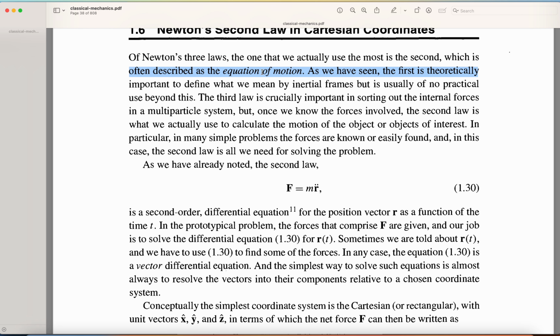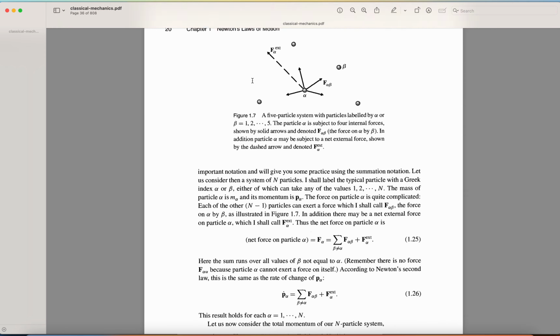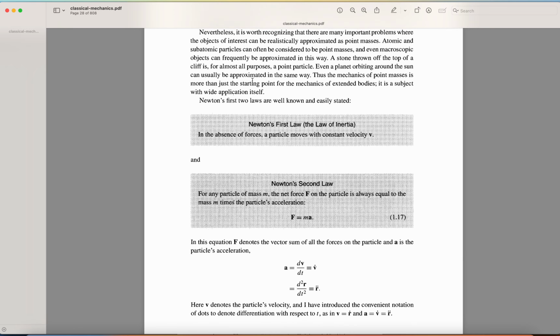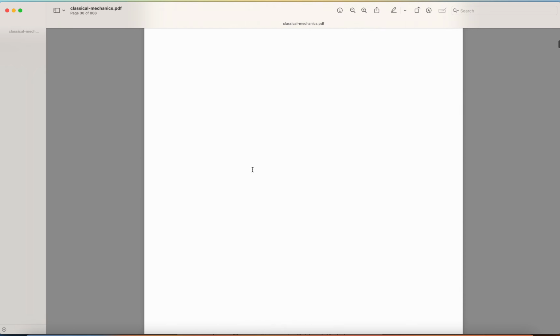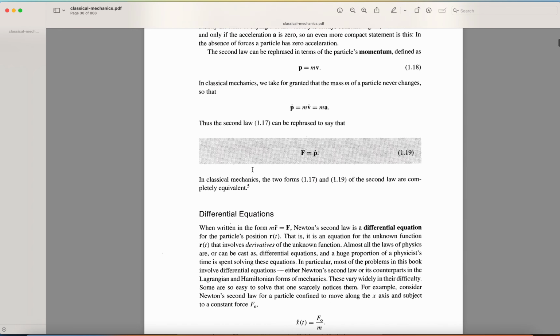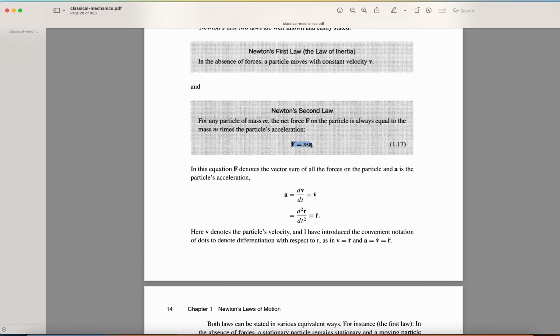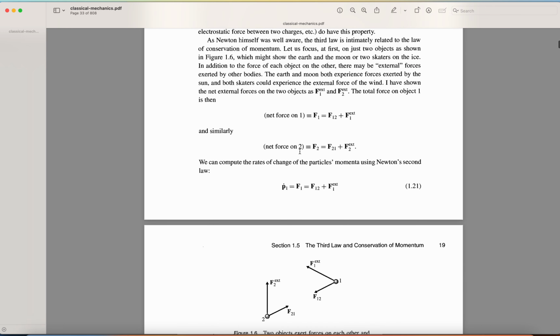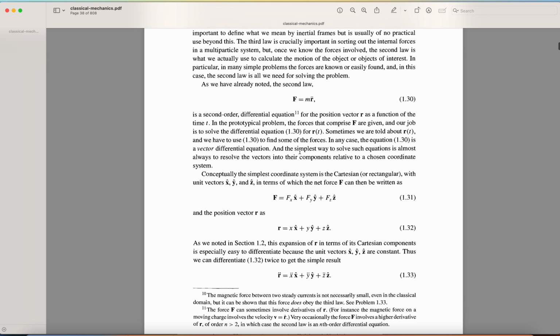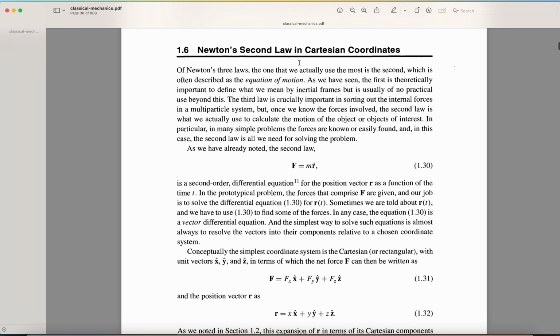Equation of motion. No practical use on this. What is the first law again? I keep forgetting this, I keep having to go back. A constant velocity. Okay, without any force, it's constant. I think that relates to the second law. Without any force, the acceleration is 0, so velocity is constant.